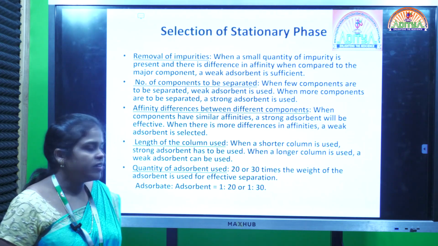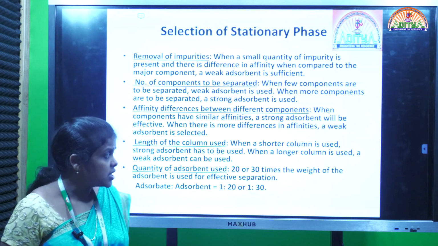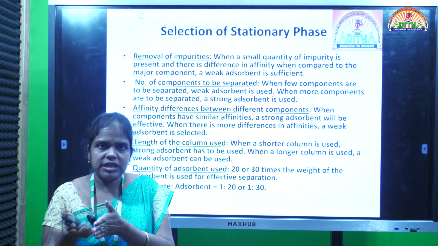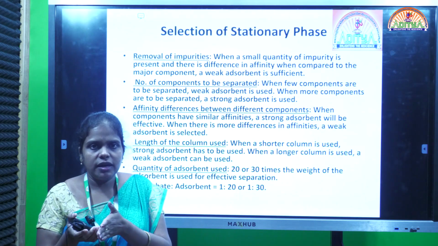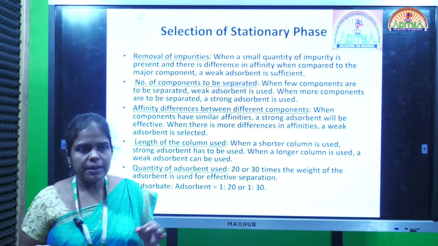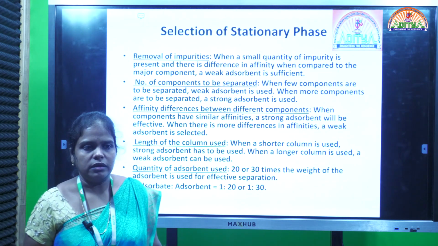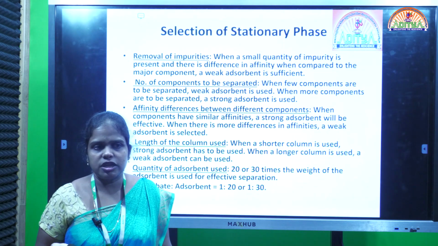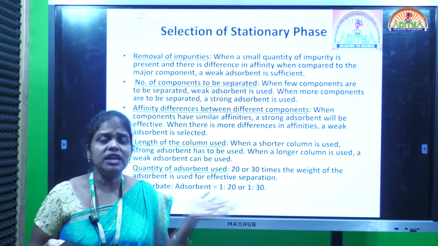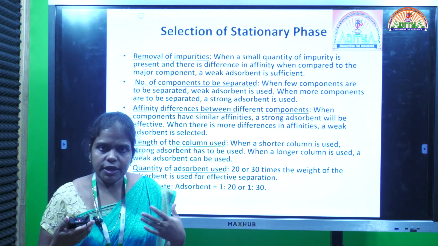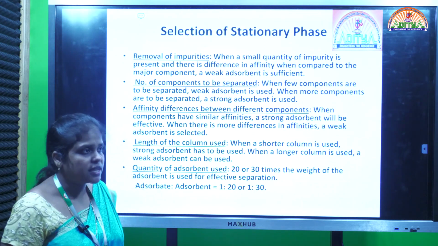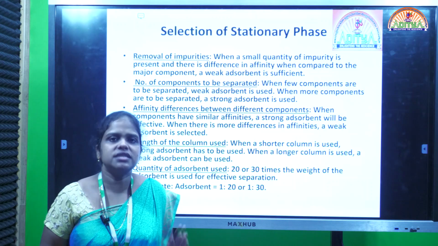And coming to the quantity of adsorbent you are using, the quantity is very, very important. Why? Because whatever sample you are separating, you have to use 20 to 30 times more weight of the adsorbent. For example, if you want to separate 1 gram of a paracetamol mixture, to separate the components present in the paracetamol, you have to use 20 to 30 grams of adsorbent. That means 20 to 30 times the weight of the sample you have to use as stationary phase. These are the things you have to consider whenever you are using the stationary phase.